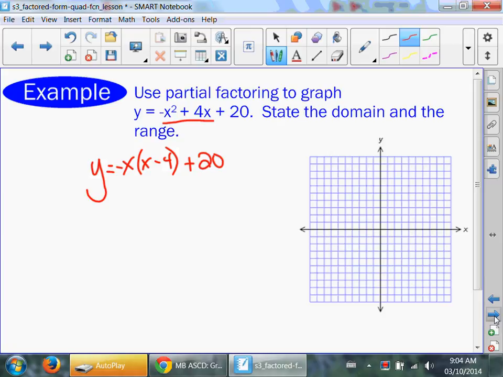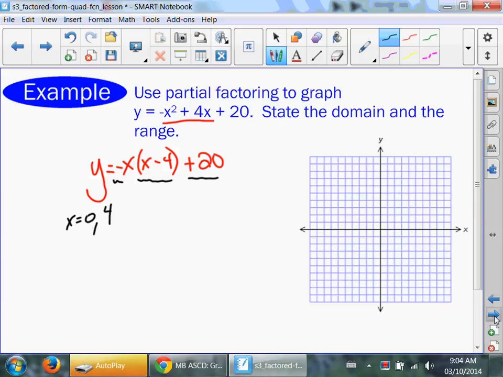Now what does that mean? Well, again, what I'm going to look at is what values of x make both of these expressions equal to 0. So clearly the first expression is 0 when x is equal to 0, and the second expression is 0 when x is equal to 4. So what does that mean? Well, the importance of this plus 20 comes into play now because at the x values 0 and 4, the function has a y value of 20. That's the whole meaning of the partial factoring piece.